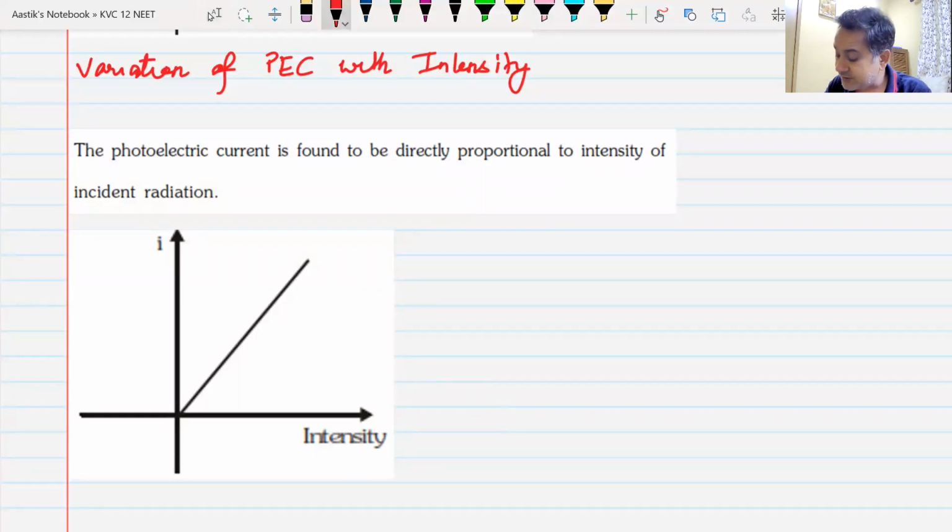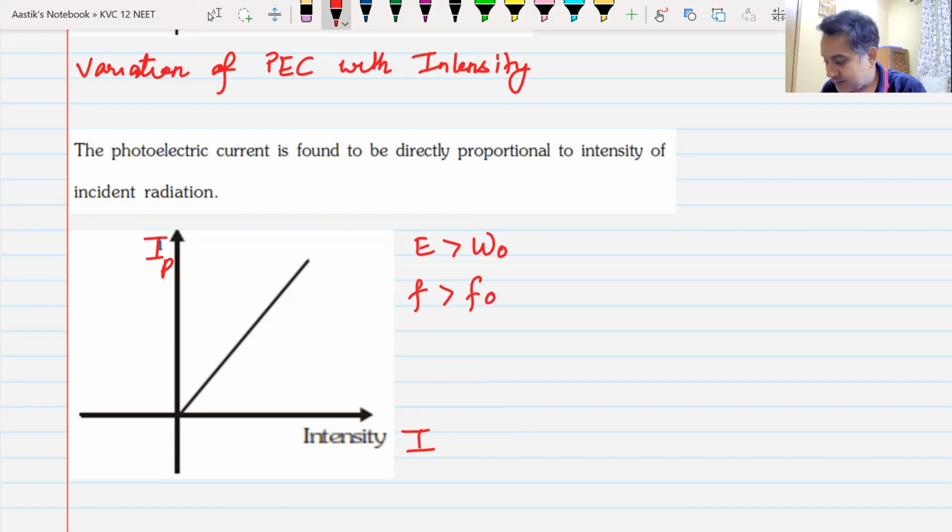The photoelectric current IP is directly proportional to the intensity, but this will only happen when the energy of radiation is more than the work function, when your frequency is more than f naught, your lambda is less than lambda naught. If your energy is not more than the work function, electrons will not be emitted and nothing will happen. Do we understand this? Yes, sir.